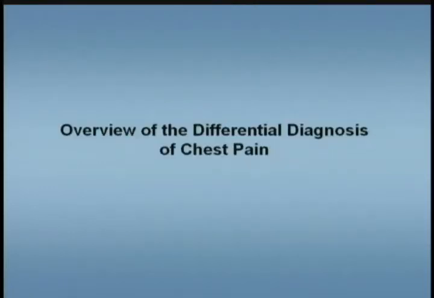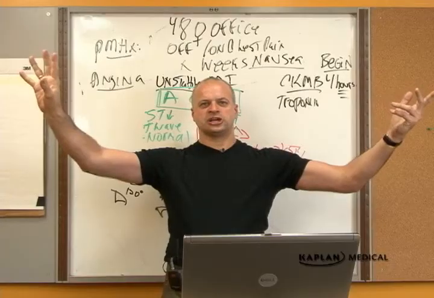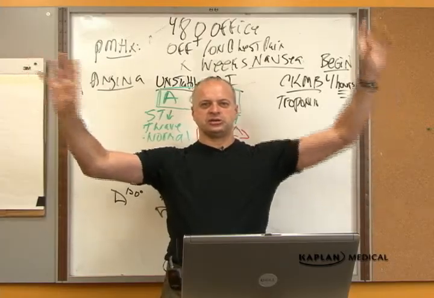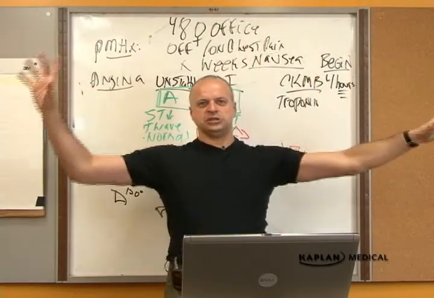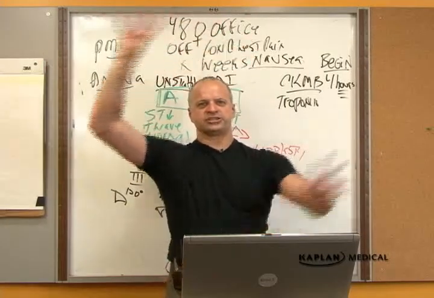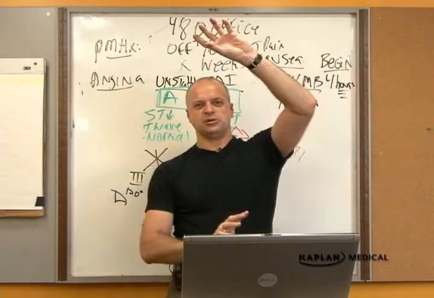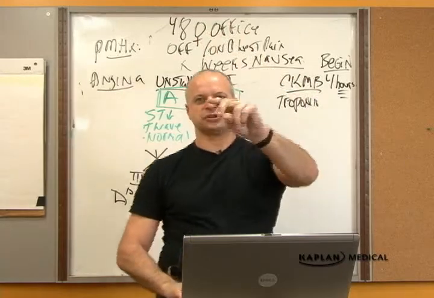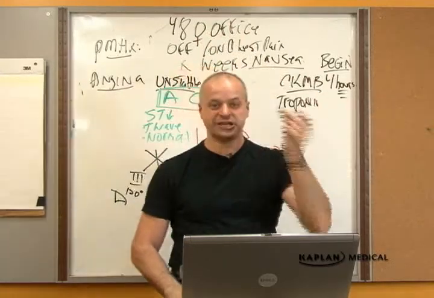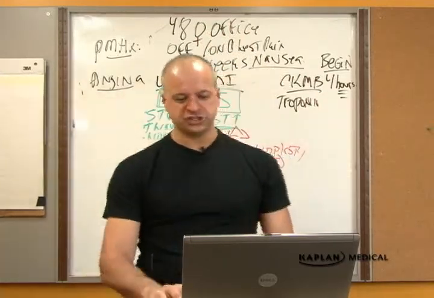The person has chest pain. Is it ischemic? Is it not? Costochondritis? GI? Is it pneumonia? A pneumothorax? A pulmonary embolus? What is it? Is it positional, pleuritic, or tender? Let's look at the differential diagnosis of chest pain.